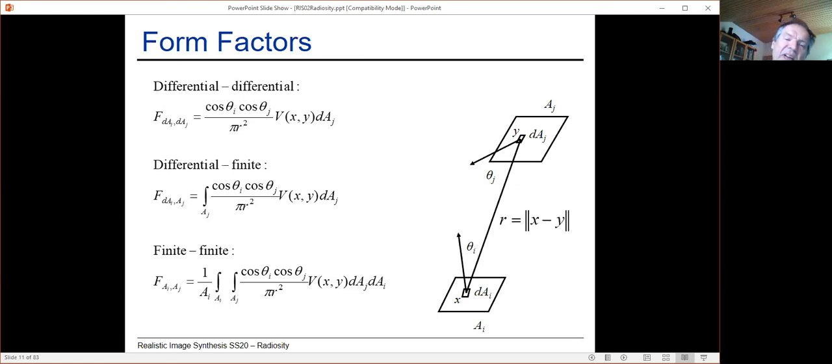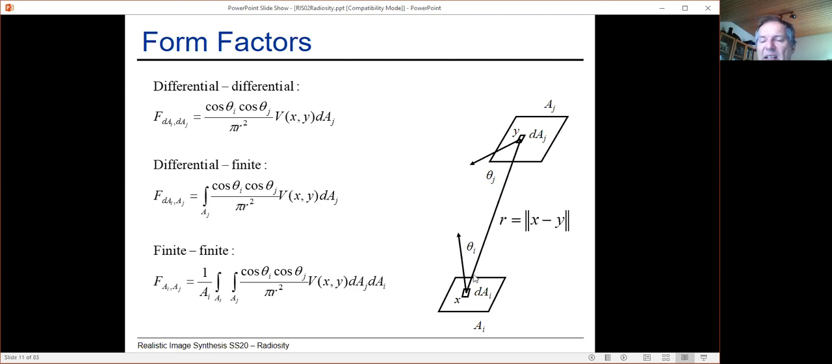We have 3 kinds of obvious formulations. One is the differential formulation between infinitely small surface elements. In these form factors, we get rid of the integral because we assume that those elements are infinitely small, so the distance is constant between them. They are small enough, so we can just assume that this R is representative.